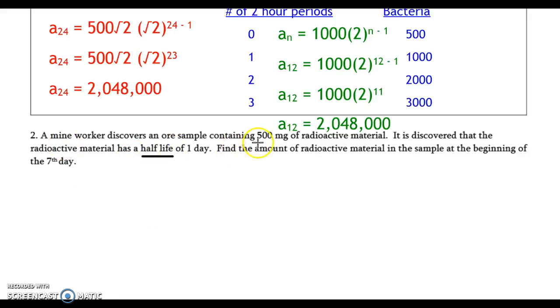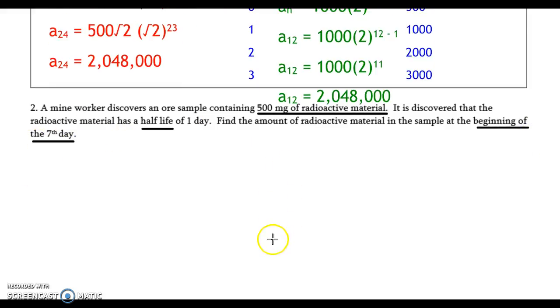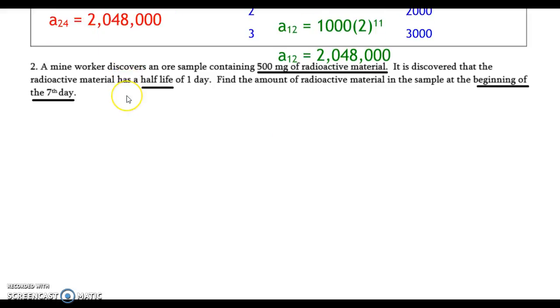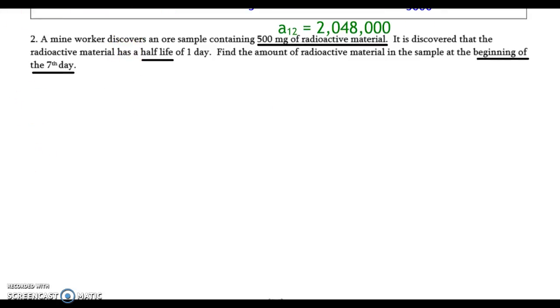So we know that the sample starts off with 500 milligrams of radioactive material, and the half-life is 1 day. So after 1 day, we only have half of the material left. Incidentally, this is not a realistic situation because most of the time half-lives are measured in hundreds and thousands of years. Find the amount of radioactive material in the sample at the beginning of the 7th day. Well, it's the beginning of the 7th day that we're looking for, so try to make a table, try to make an equation, and pause the video, and then come back and check your correct answer.